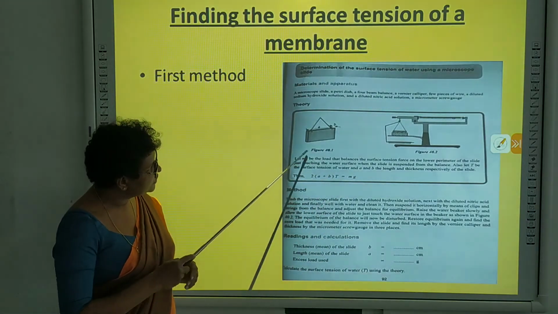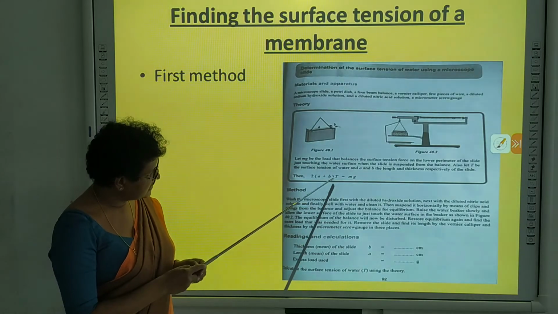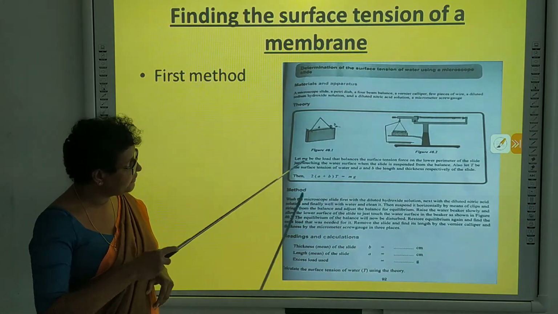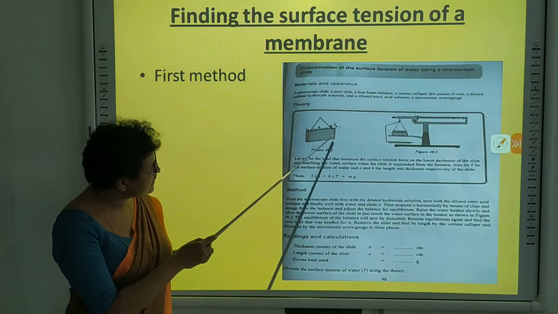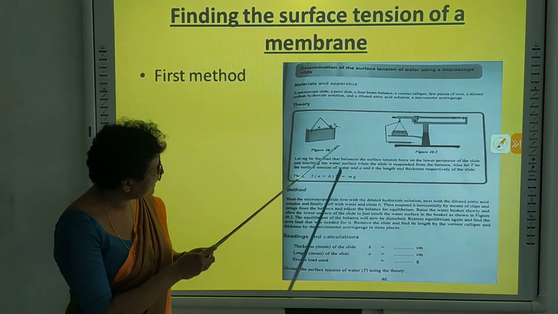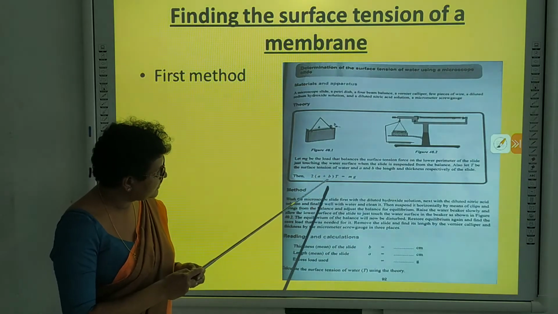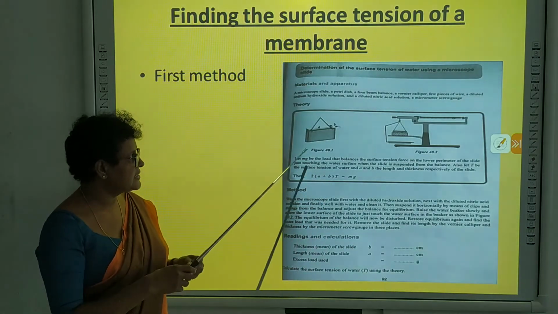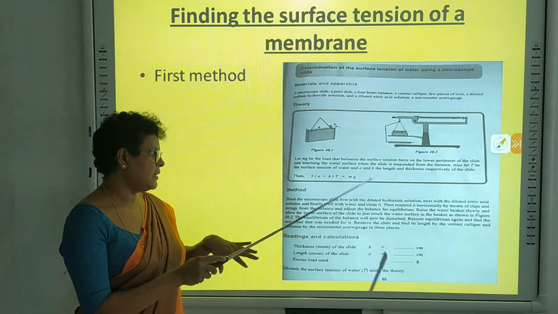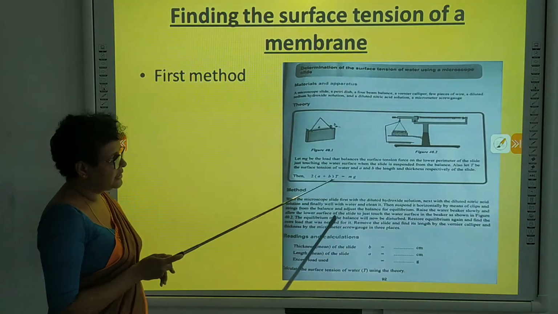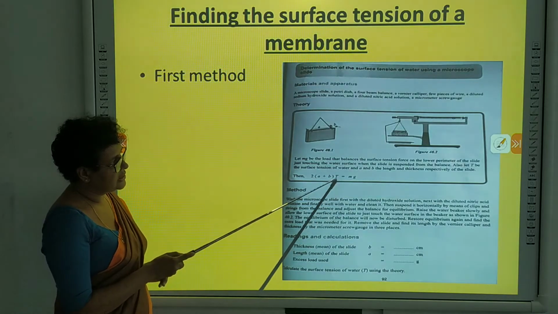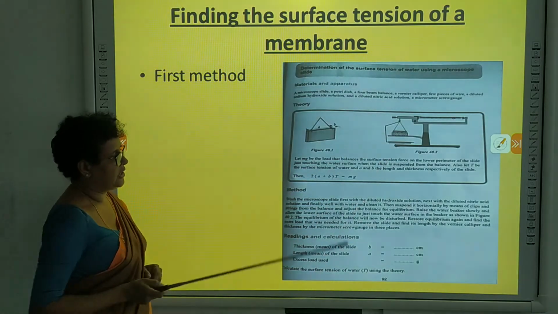Now the surface tension per unit length is T, but you have a rectangular one. This is B plus A plus B plus A. That means 2 times (A plus B), right? Perimeter of this line times T equals that extra load. From this you can find the surface tension T of the liquid, right?